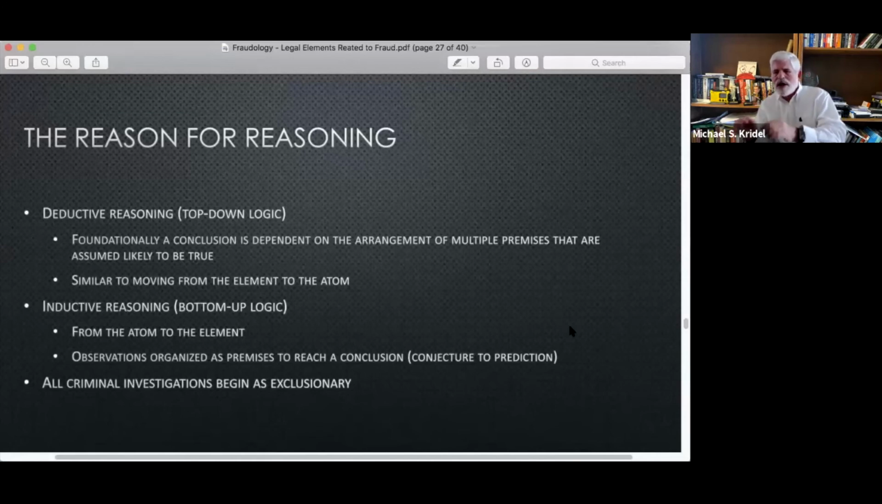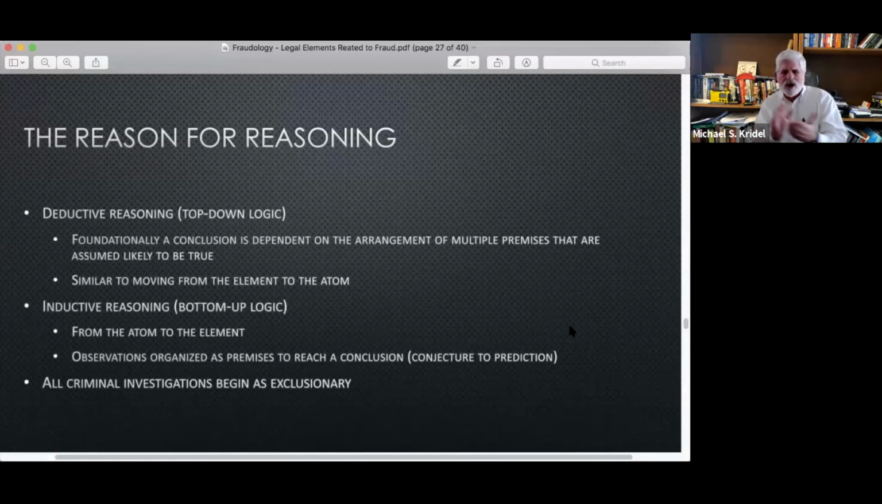So you're looking at possibilities of commission of the crime. It is going from the top, the result of the actions, down to the core to identify the individual who committed it. So that's why I'm saying it's similar to moving from an element, which is composed of atoms, down to the atom. Inductive reasoning is going the other way.